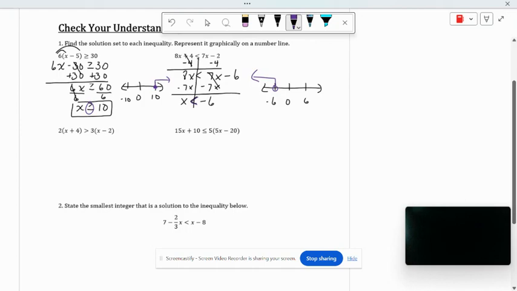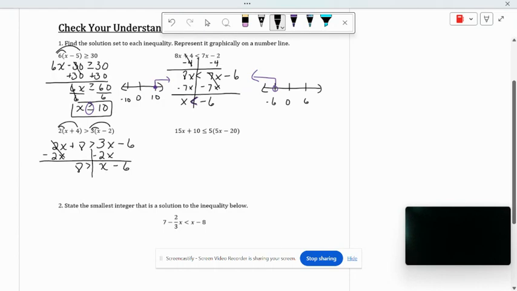Okay. Over here we have to do the distributive property twice. 2 times x is 2x. 2 times 4 is 8. Is greater than, and we're going to distribute here, 3x. 3 times negative 2 is negative 6. Okay, and there's many ways you could go from here. I am going to start by subtracting 2x on both sides because I want to show you something. I get 8 is greater than 3x minus 2x is just x minus 6.